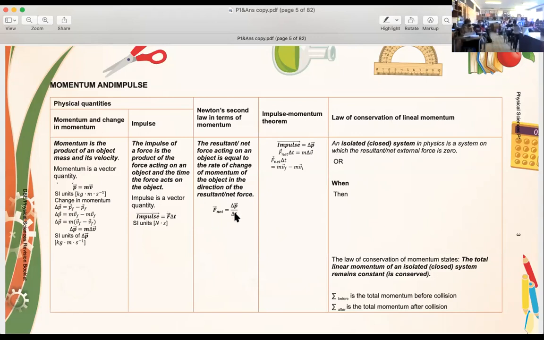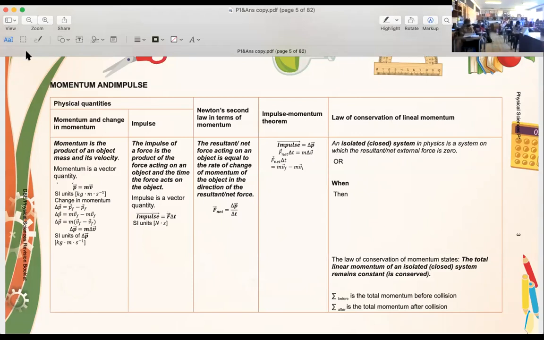Okay, let me ask you something. Who can tell me what anything divided by time is called? When you see a time at the bottom, it's rate of change of momentum. Anything that's got T as the denominator is rate of. So I think in these questions they're going to say to you, rate of change of momentum is also known as, and then the answer is going to be force net.